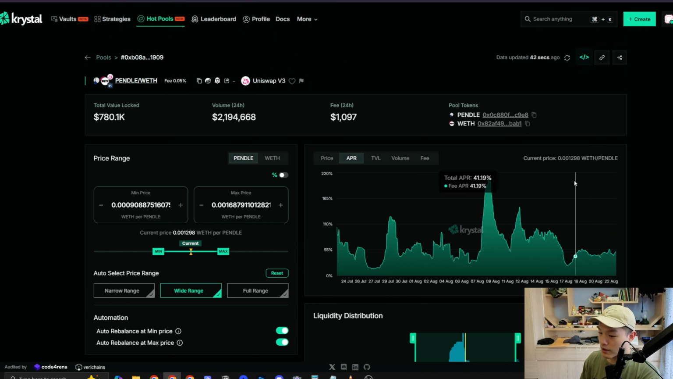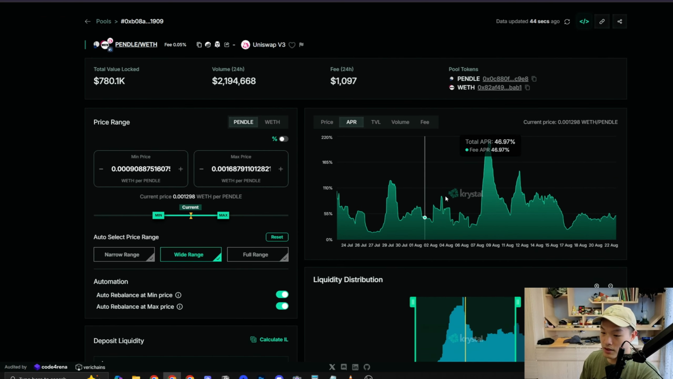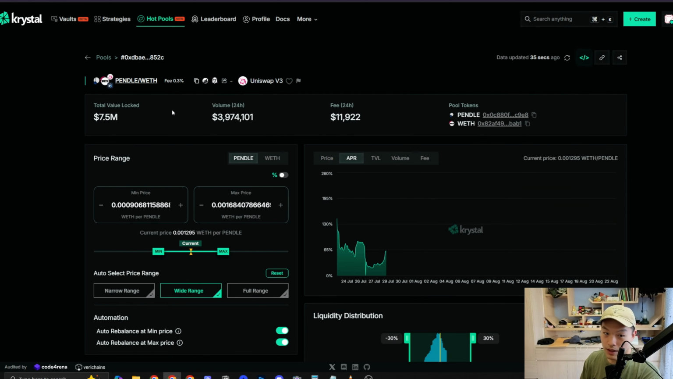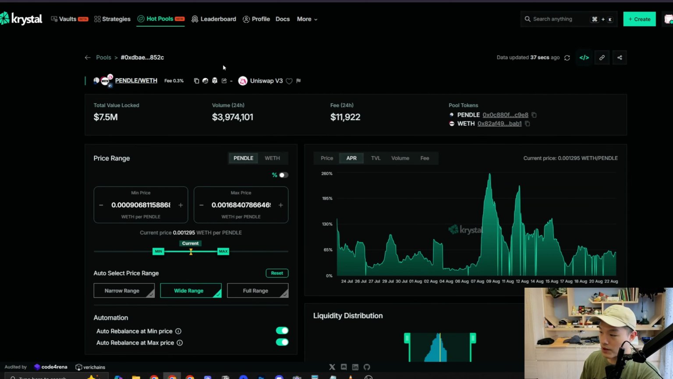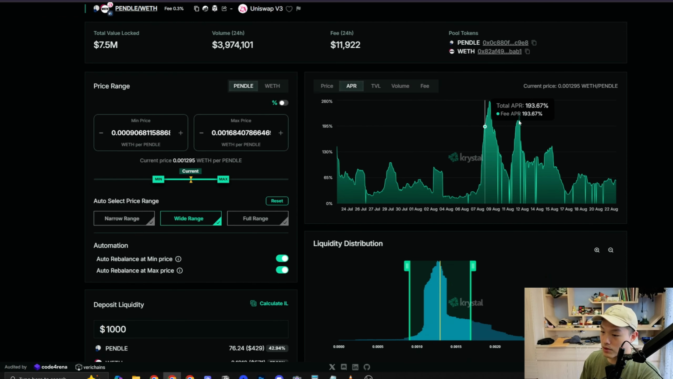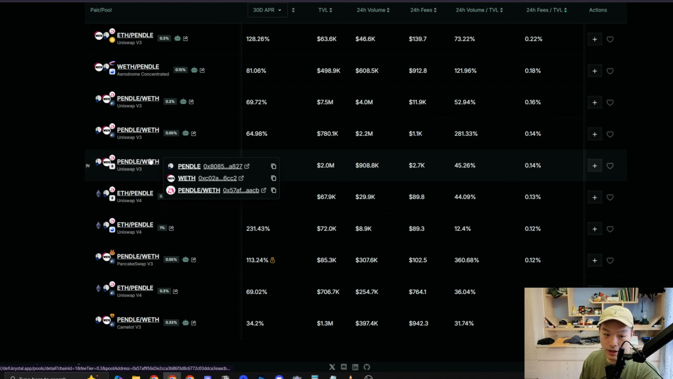I could look at the APR consistency as well. Sometimes it spikes up by quite a lot, but more recently it's pretty stable. It's just kind of chilling here around this 40 to 50% APR. I could take a look at this previous 0.3% fee tier pool as well. Similar pattern, a spike in APR when the prices are moving more aggressively, and then now it's still chilling in this zone.